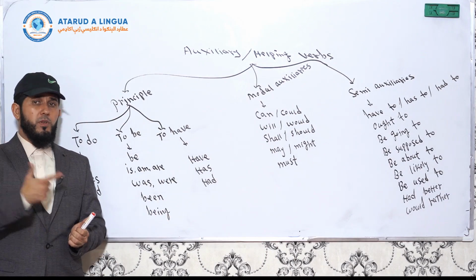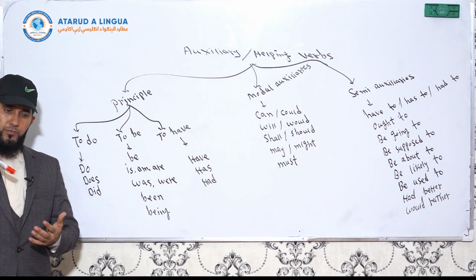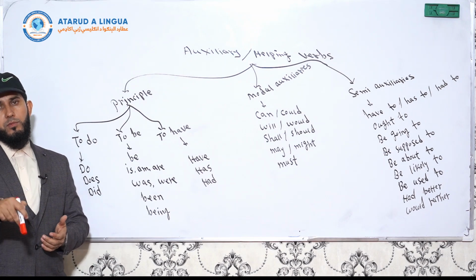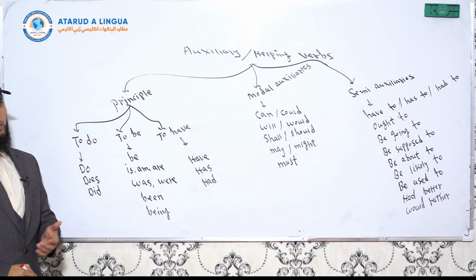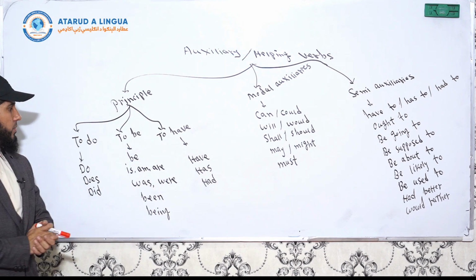Did is used in simple past tense to form our negative or interrogative sentences. For example, did he come to the class yesterday? Or he didn't, or he did not come to the class yesterday, okay?